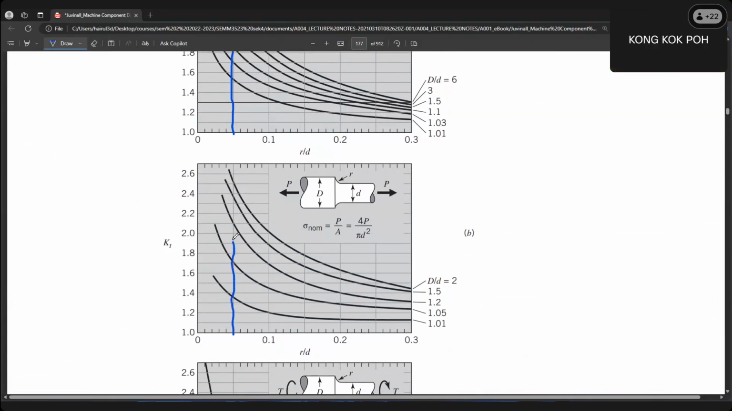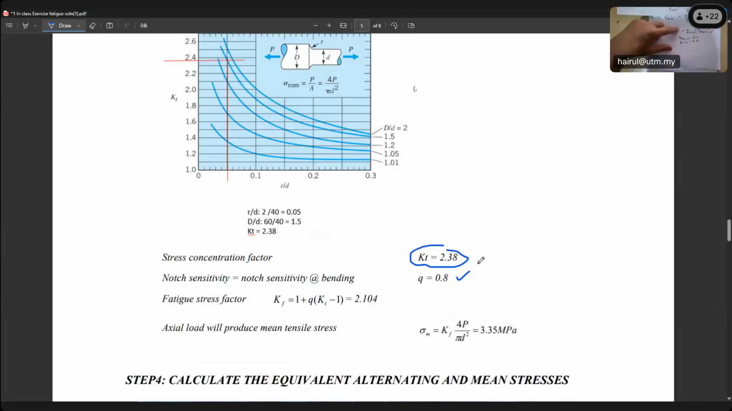Then go up more, because this line is 1.2. Our D over D is 1.5, right? Yes. 60 to 40. I think this is the third line. Don't make silly mistakes. Wait. This 1.5 is the second line, right? The second curve. Okay, my mistake. Don't make silly mistakes. So it is 2.38, more or less. 2.38. Alright? So this one is 2.38.